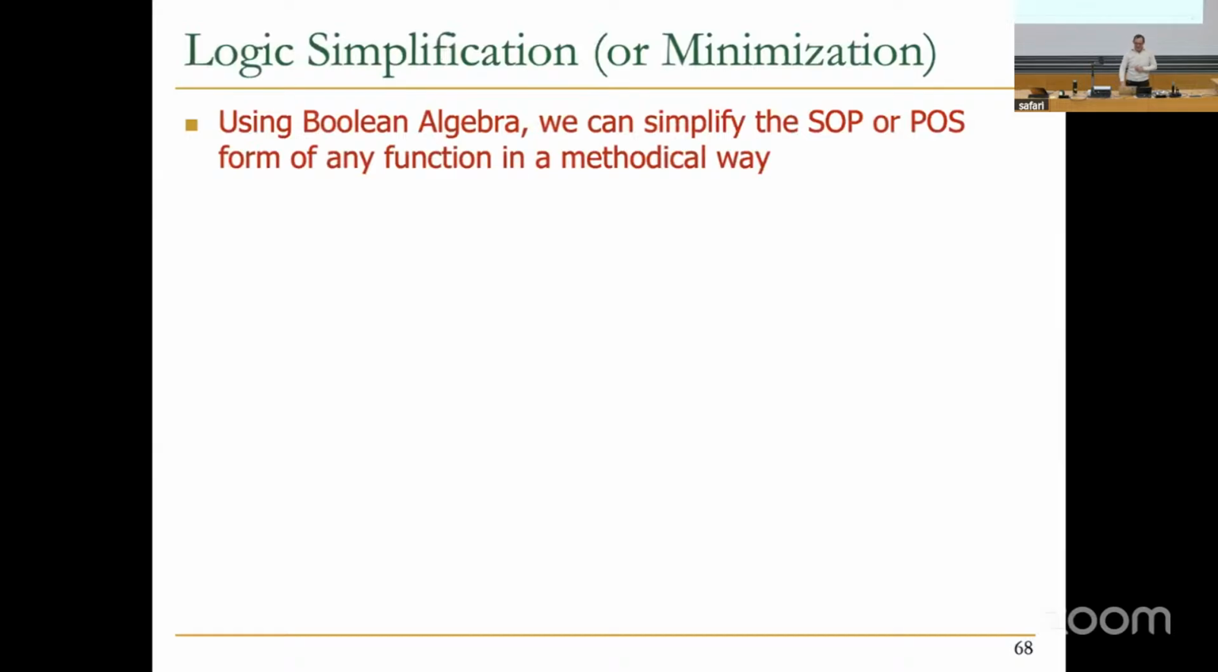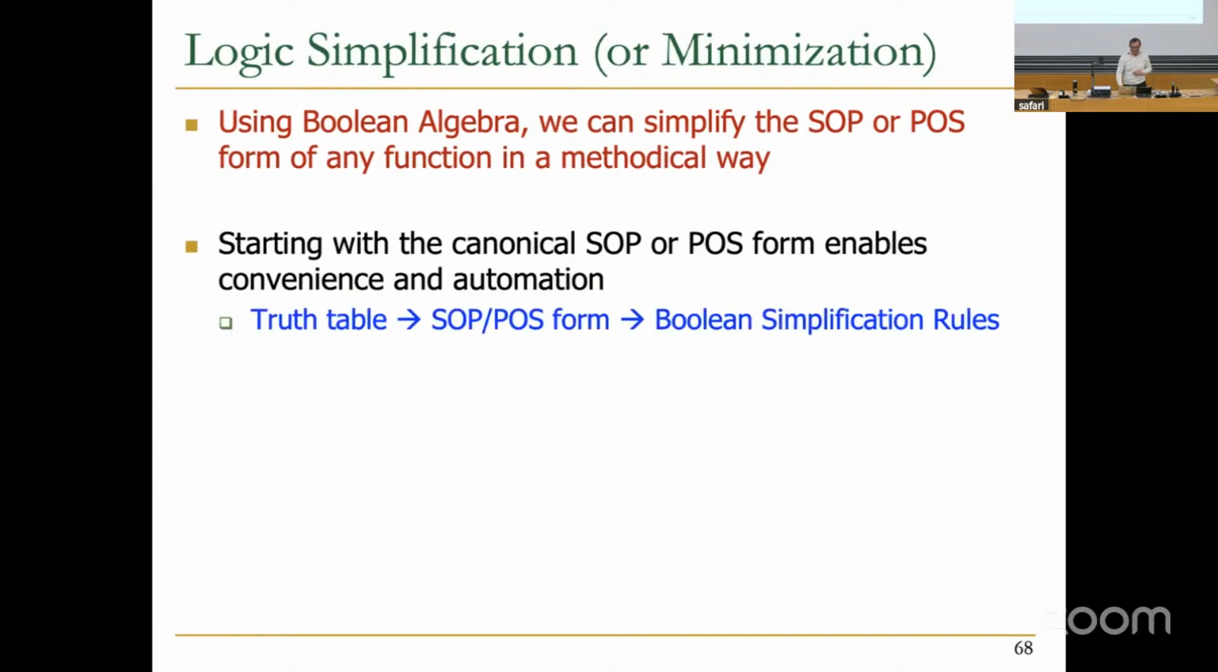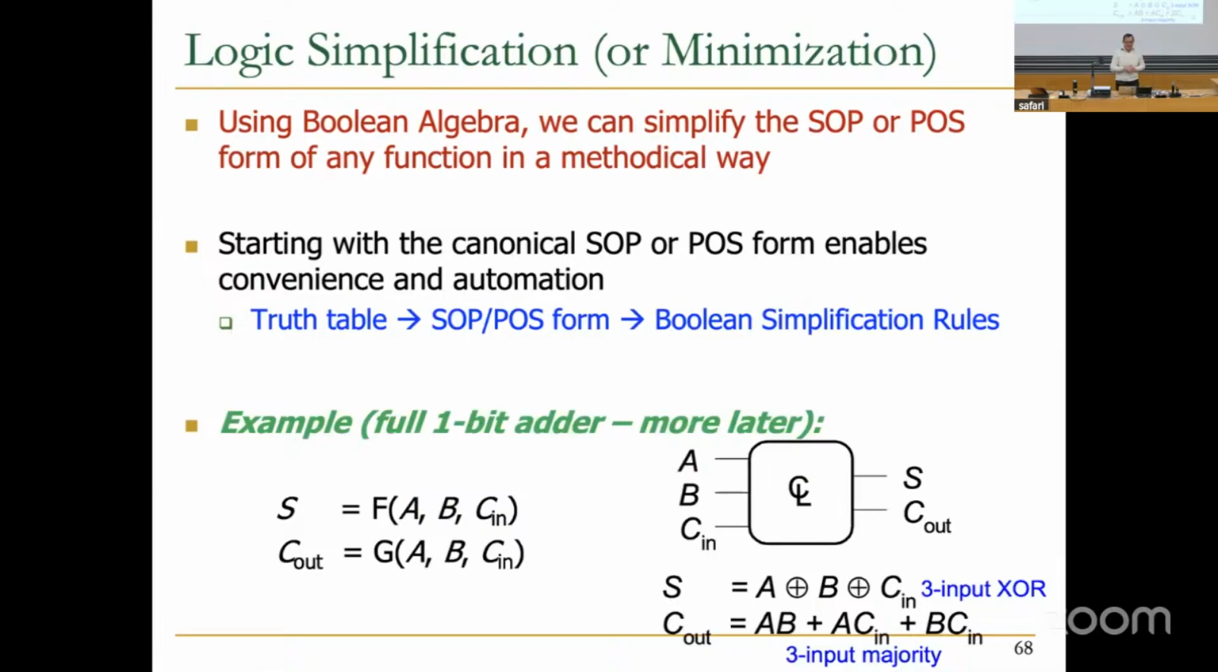Okay. Now, interesting thing is, using Boolean algebra, you can simplify the SOP or POS form of any function in a methodical way. You start with this canonical form. Basically, you can start with a truth table to begin with, and then you turn the truth table into a SOP or POS form, and then you use Boolean simplification rules. We're going to see how to do this for full adder later, but essentially, full adder, you can start with a truth table and simplify it to these forms.